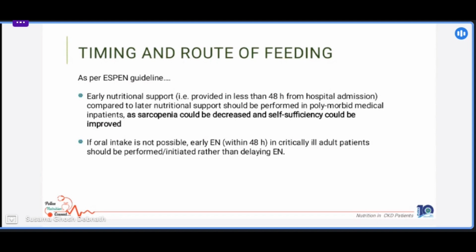If oral intake is not possible, then only we will go for enteral nutrition in typically adult patients, and definitely we will target to achieve 70% of the targeted energy requirement. We will wait for the next 48 to 72 hours. If we fail to achieve 70%, then we will think about parenteral nutrition. Otherwise, it's always a good choice to go for enteral nutrition.